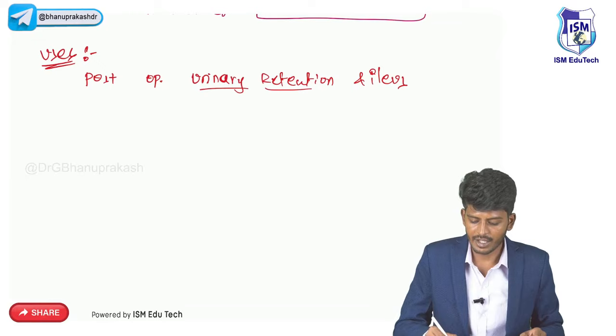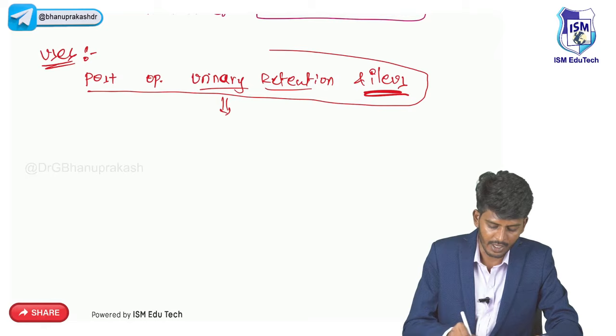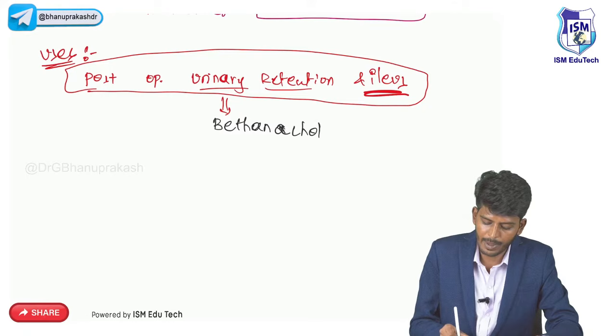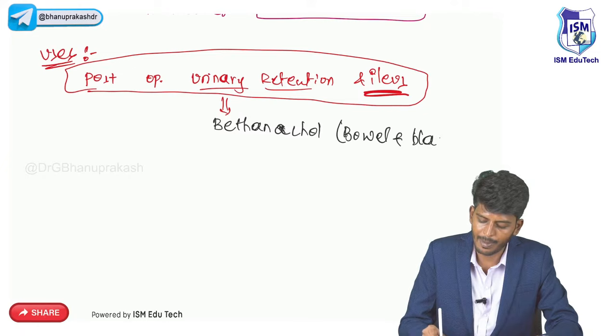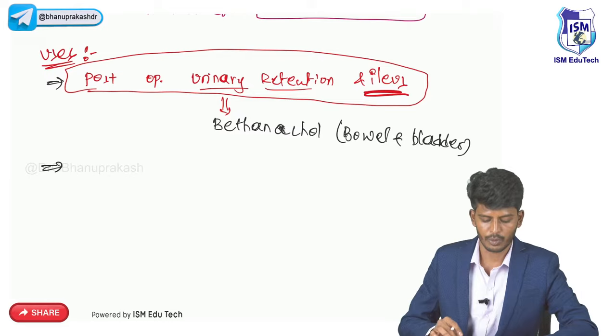And ileus means what? In which intestinal motility is not restored. For both of these conditions, the best drug I can use, you need to remember, is bethanechol. Now, how to remember bethanechol? Bowel and bladder. For bowel and bladder dysfunction after surgery, what is the drug we are going to use? Bethanechol. Okay. There is one more thing that is most important. Alzheimer's, we already said.